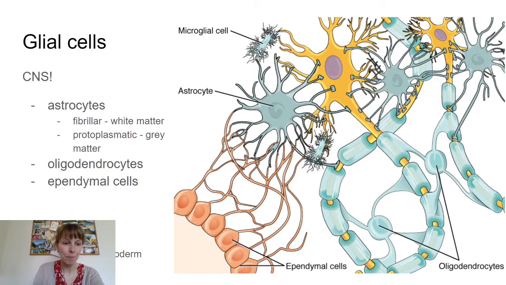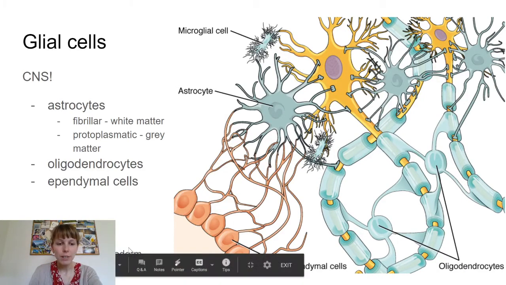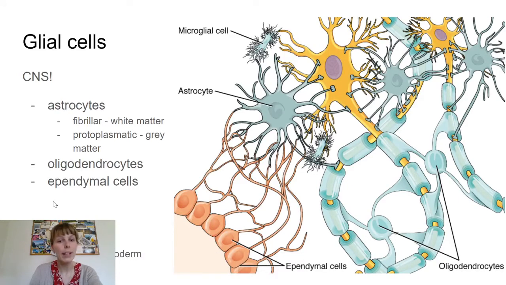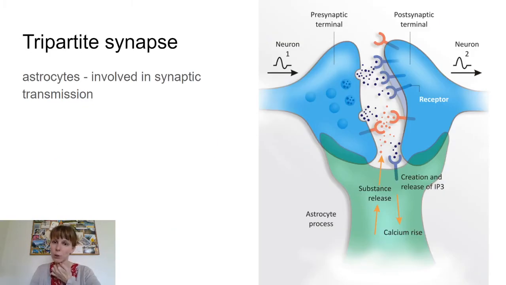And microglia. Microglia are very different from the other glial cells, and they are similar to macrophages. So they are responsible for the immune reaction, for phagocytosis inside the nervous tissue, and they are also different because they come from mesoderm, as opposed to the other types. So astrocytes, oligodendrocytes, and ependymal cells, they all come from neuroectoderm, the same as the neurons do, and microglia come from mesoderm. Also one more thing I want to mention about astrocytes.